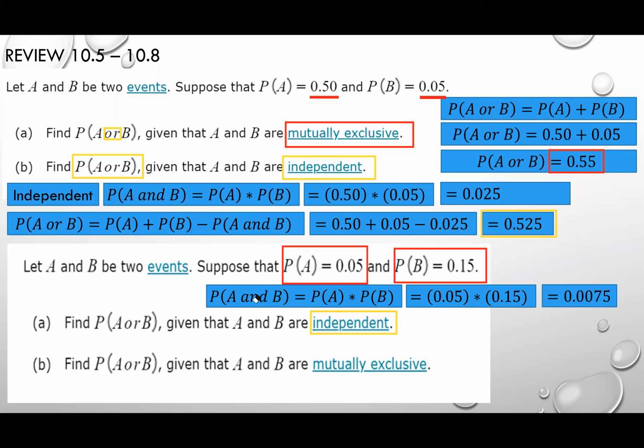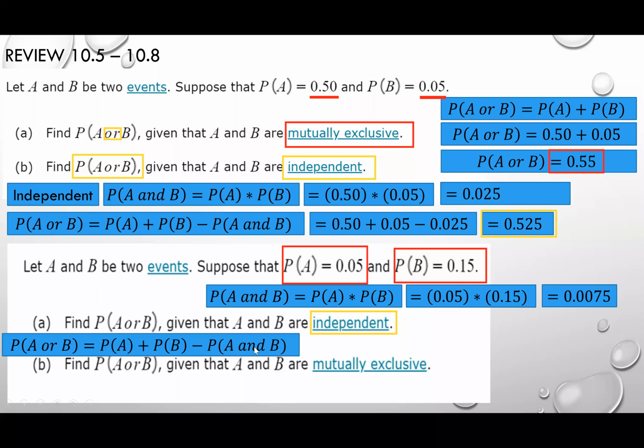But I'm not done. Like I mentioned, they don't ask you for the probability of A and B. They ask you for the probability of A or B. And to find the probability of A or B, if they are independent, we need to add the two and subtract what they have in common, which is the intersection of the two. If you add the two and subtract what we have just found, this is what we have in terms of A or B when they are independent.